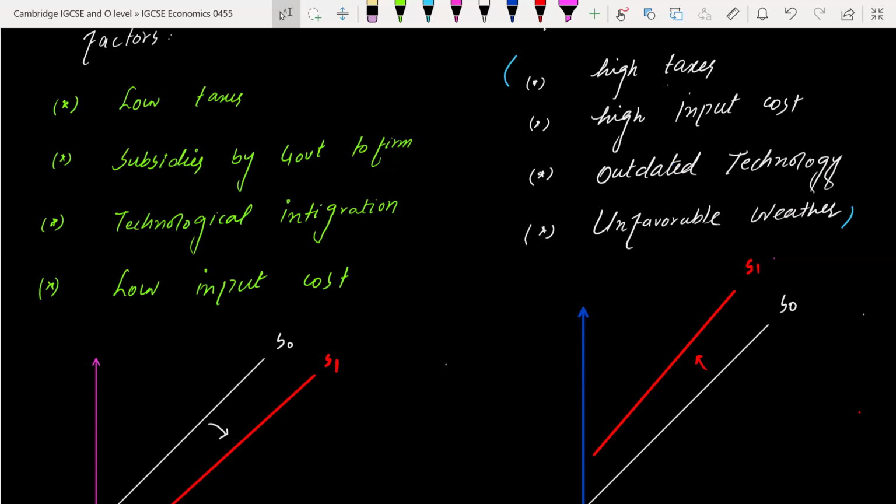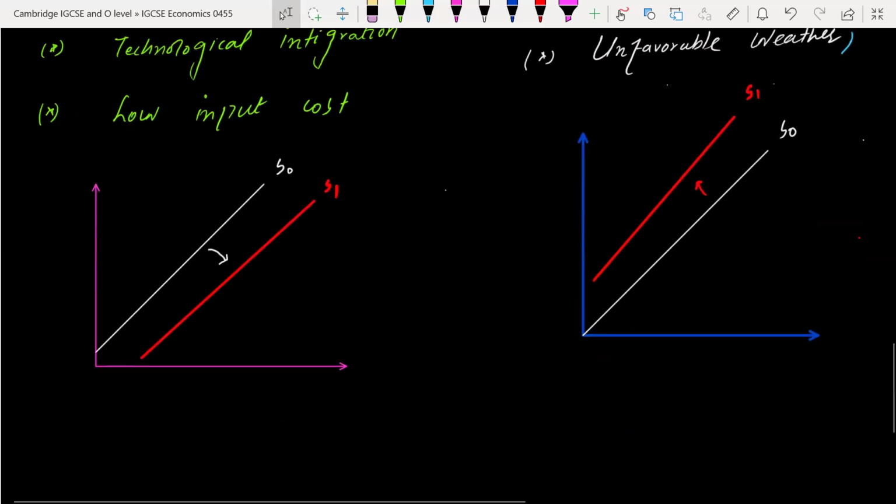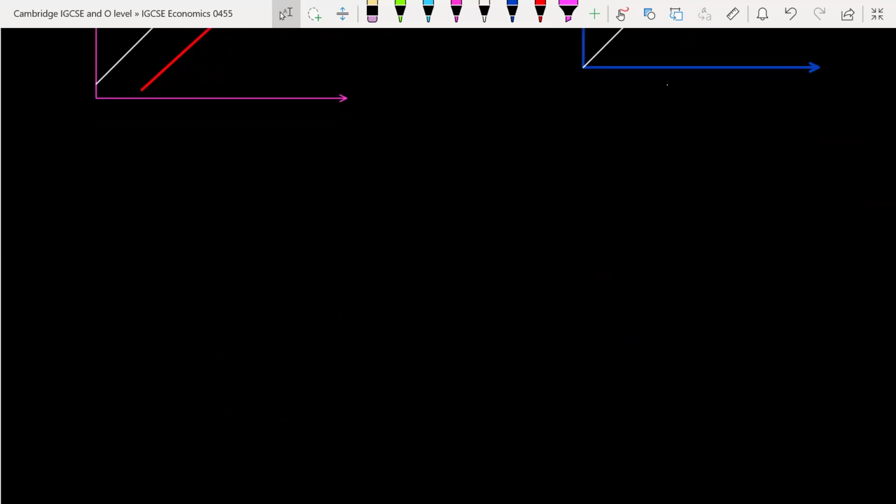So that was all about the law of supply. So according to Cambridge, we have no more comments and extra content about that.